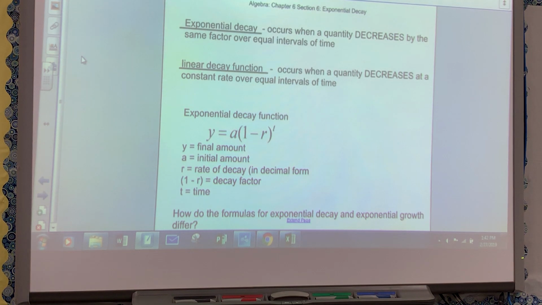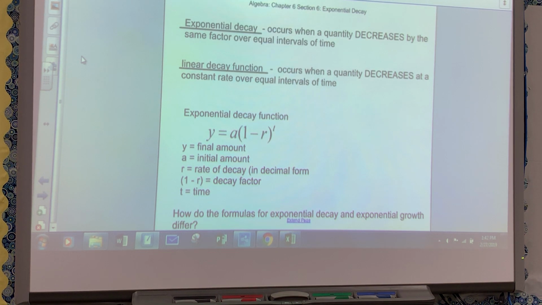Linear decay function occurs when a quantity decreases at a constant rate over equal intervals of time. Linear decay is when it's being subtracted by the same amount every time, not by the same factor. Factor would be you're basically dividing it, which makes it smaller as division.